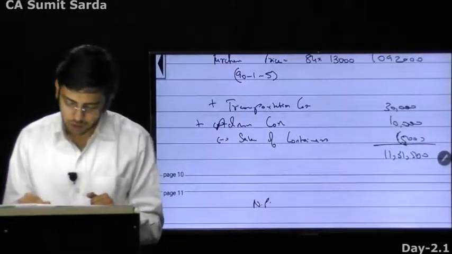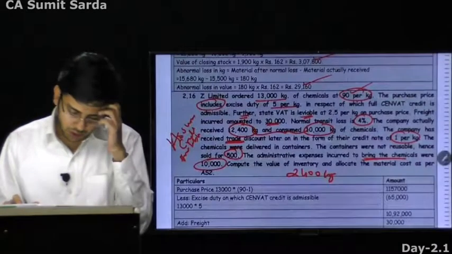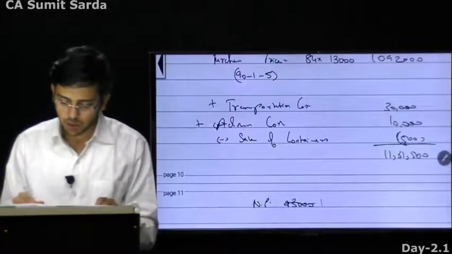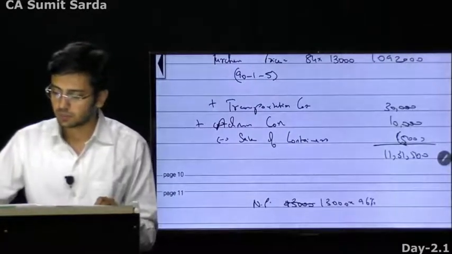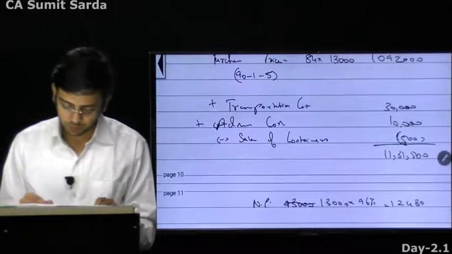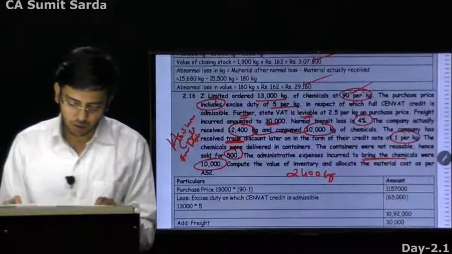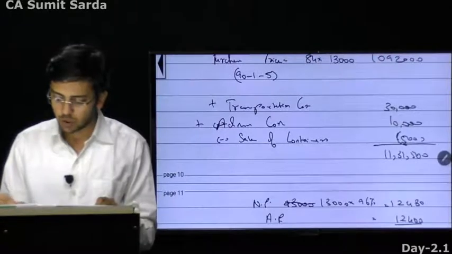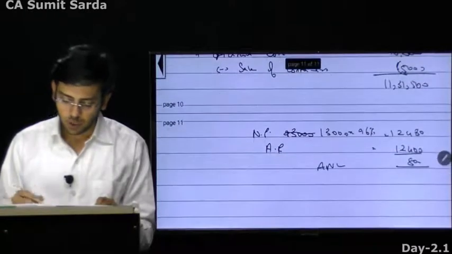What is the normal production that you are supposed to get? It tells us that 4% transit loss is something that normally happens. So 13,000 multiplied by 96%, 12,480. Actual, it should not be production, receipt. Actual receipt has been 12,400. So we can see that there is an abnormal loss of 80 units.